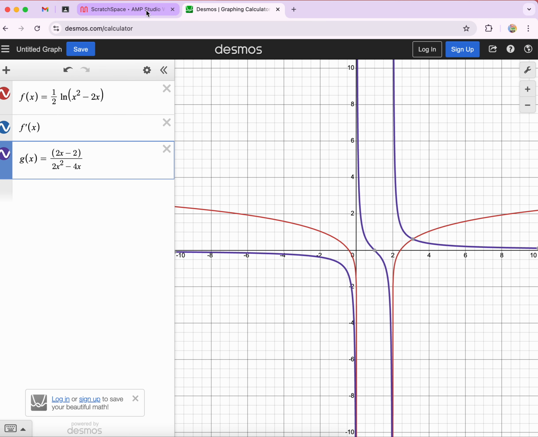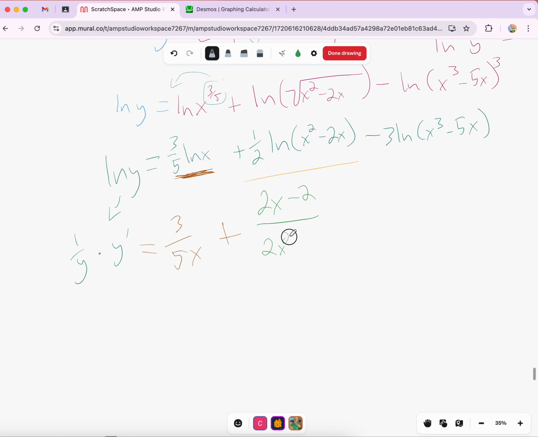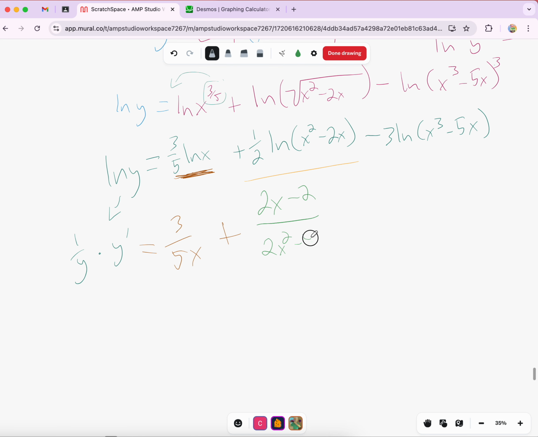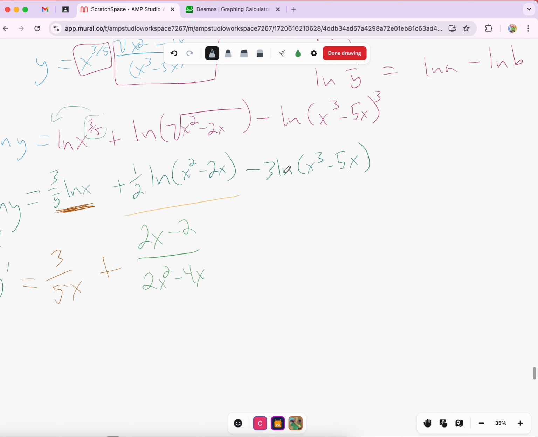Over 2x squared minus 4x. Again, you can reduce this down, but we're not going to worry about it. All right, now let's do our last one.